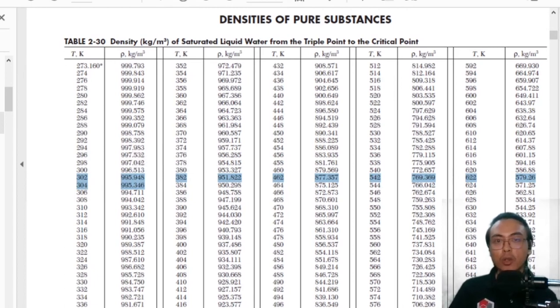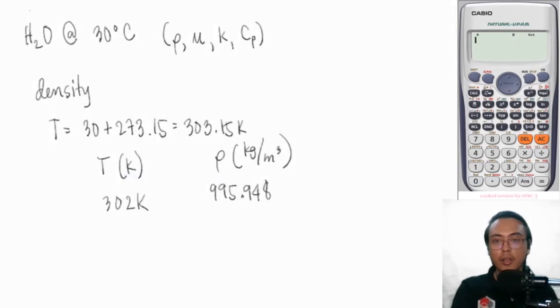I believe that you already know how to interpolate because that was discussed in thermodynamics. Let's interpolate here. At a temperature of 302 Kelvin, the density is 995.948. The unit is kilogram per cubic meter. And at a temperature of 304 Kelvin, the density is 995.346 kilograms per cubic meter.